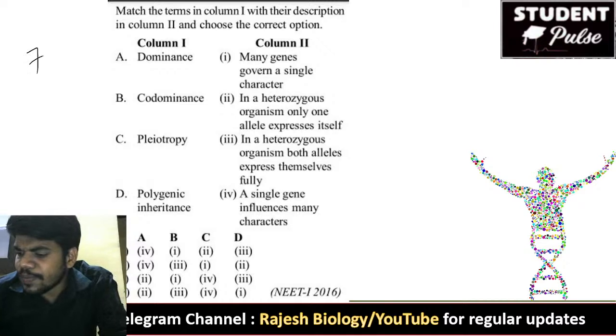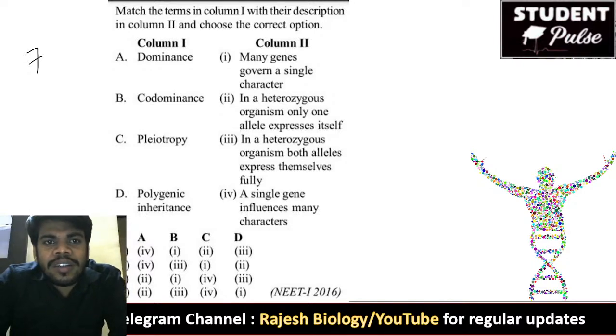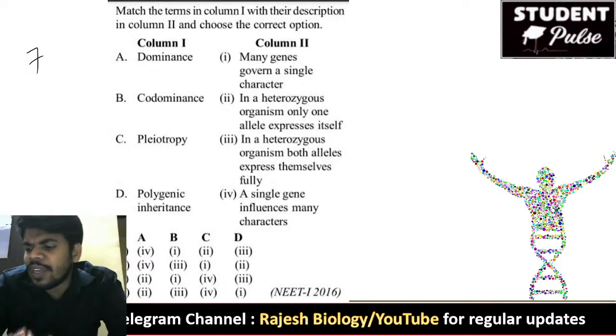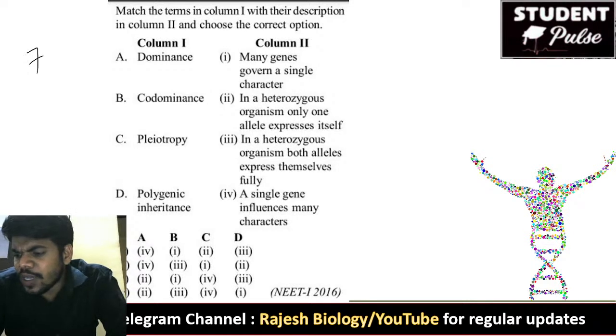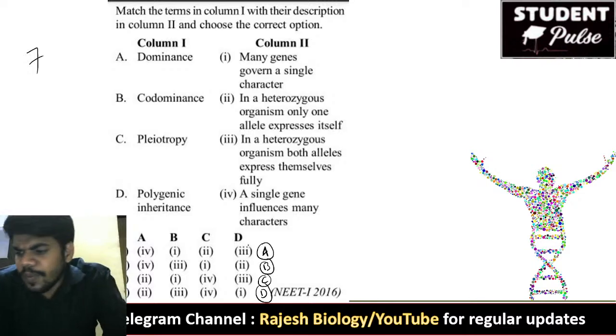Next, seventh. Match the terms in column 1 with their description in column 2 and choose the correct option. Very, very easy options are given. So I think the options A, B, C, D are not visible to you. Dominance.